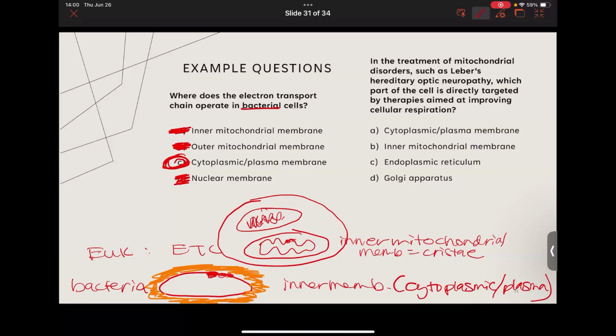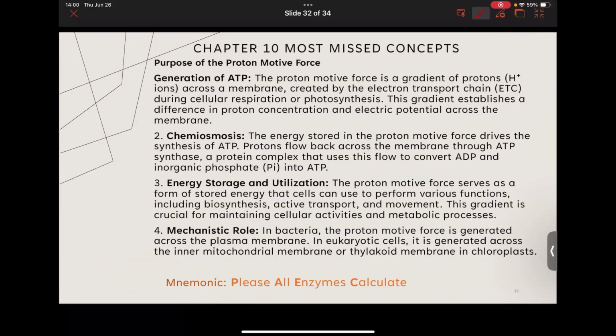In the treatment of mitochondrial disorders such as Leber's hereditary optic neuropathy, which part of the cell is directly targeted by therapies aiming at improving cellular respiration? We already know cellular respiration. If you're dealing with an optic neuropathy, this is in a eukaryote, and we already know that this is going to be in the mitochondria. That's where cellular respiration is primarily occurring, on the inner mitochondrial membrane. So it's not the cytoplasmic or plasma membrane. It's not the ER, and it's not the Golgi apparatus. It's our mitochondrial membrane.